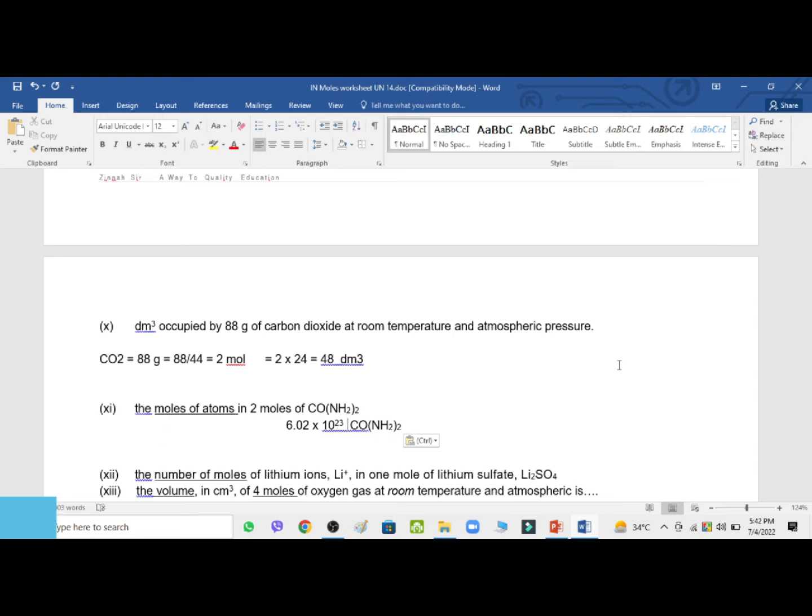In 1 mole this happens, but the question says it's 2 moles. So I need to multiply with 2, right? 2 moles. Mole means the number, this number. So here you get the number of molecules.